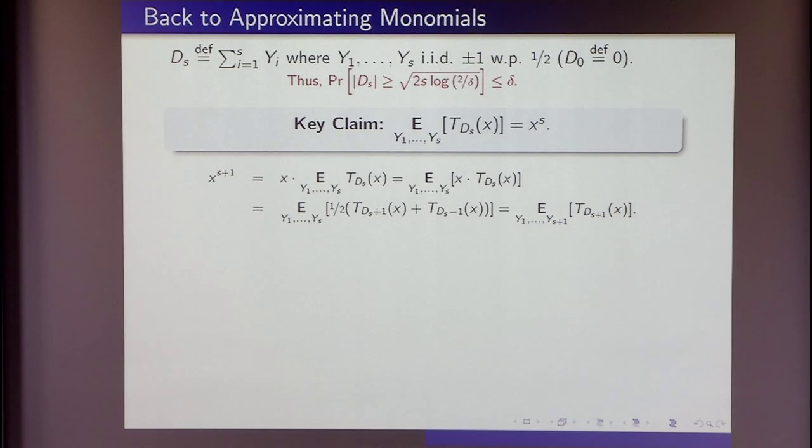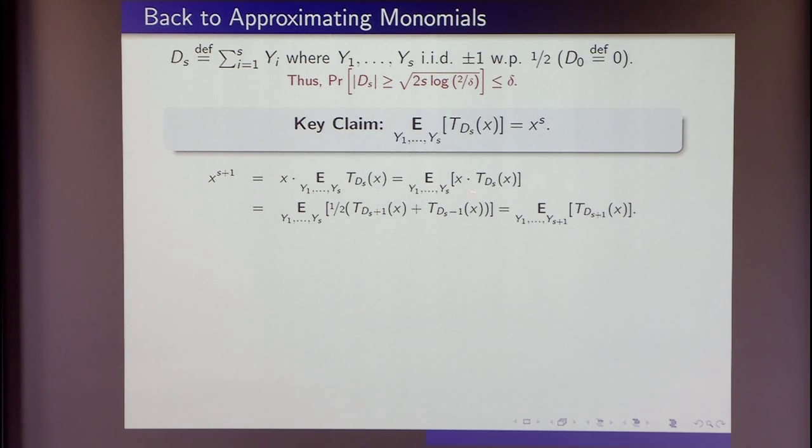So here's a proof. It's by induction. Okay, it's really short. So the base case I will not do. Let me do the inductive part. So let's look at x to the s plus 1. So I will pull out one x from it and use induction to write x to the s as an expectation over these Chebyshev polynomials.